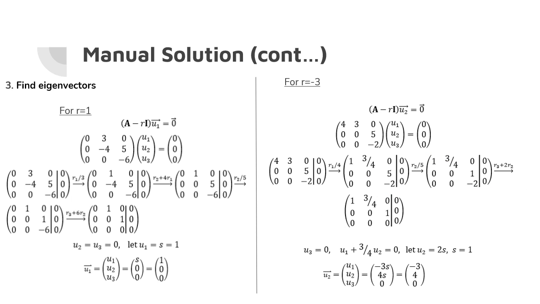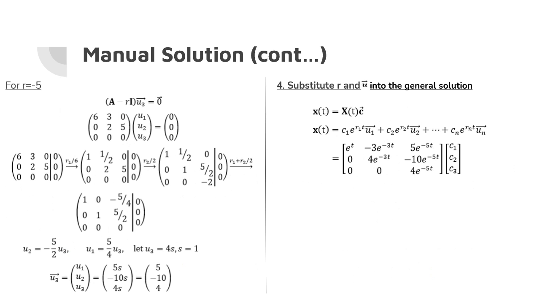The next step is eigenvectors. In order to find eigenvectors, we will use the equation A minus rI multiplied by vector u equal to 0, where vector u is our eigenvector. First thing, we need to identify the linearly independent equation. We know that u2 and u3 equal 0. If we let u1 be an arbitrary number s and choose s equal to 1, for r equal to 1 the corresponding eigenvector is 1, 0, 0. Same step for r equal to negative 3, and we get the corresponding eigenvector negative 3, 4, 0. Also the same for the eigenvalue r equal to negative 5, so the corresponding eigenvector is 5, negative 10, 4.